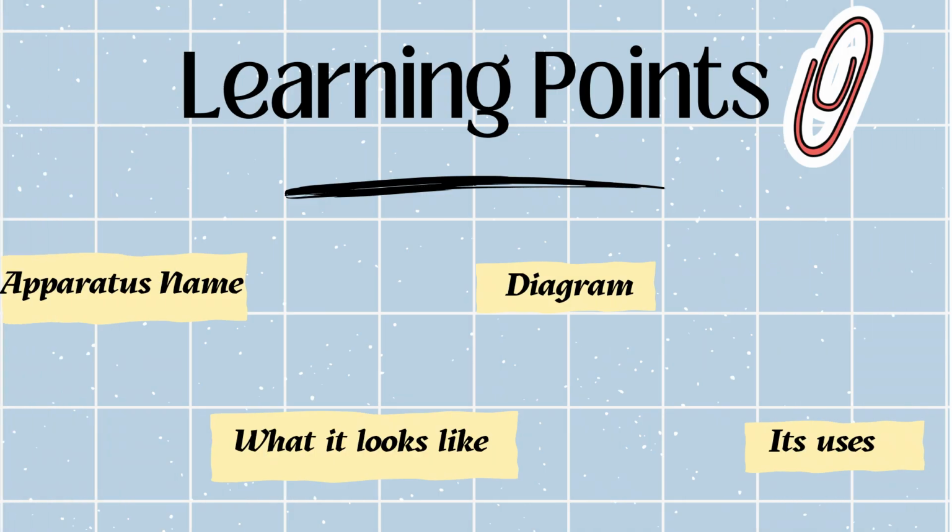Whenever we discuss any apparatus, we will be considering these 4 points. First, we will understand the exact name of that apparatus, what it exactly looks like, and the diagram, how you're supposed to draw it in exams. Lastly, the uses, where exactly we use it in the lab.